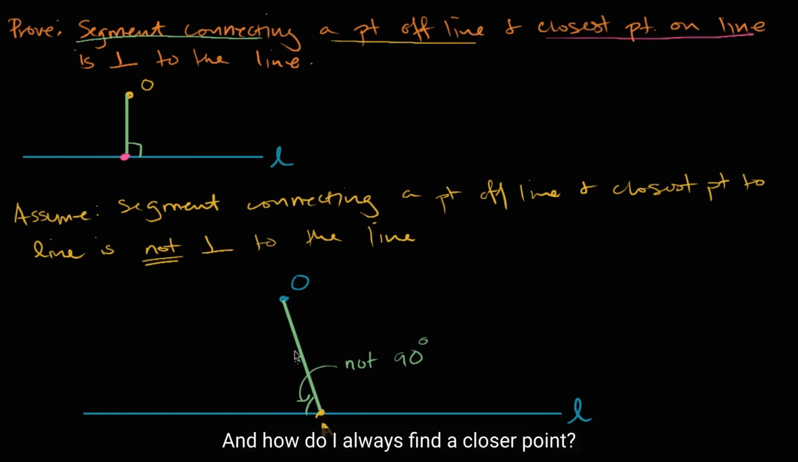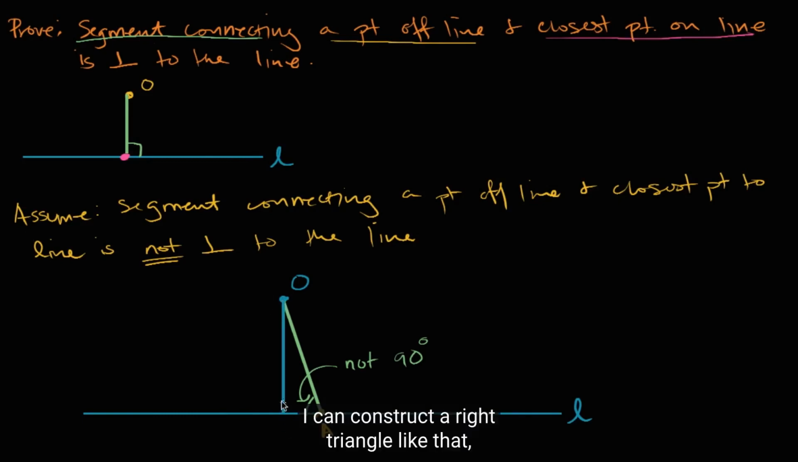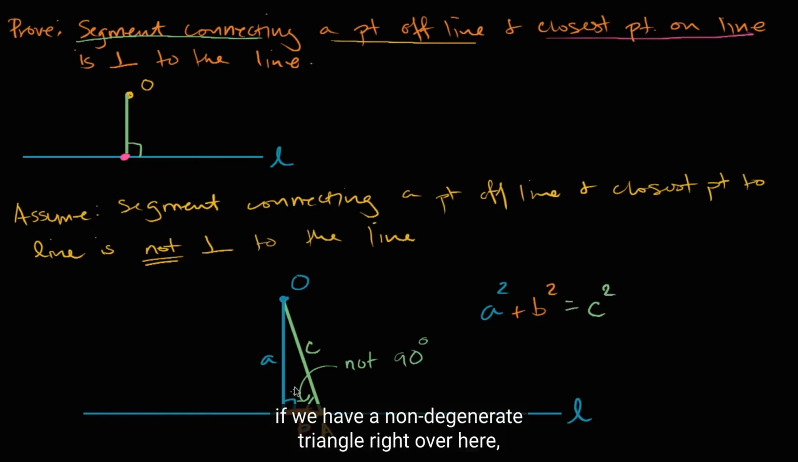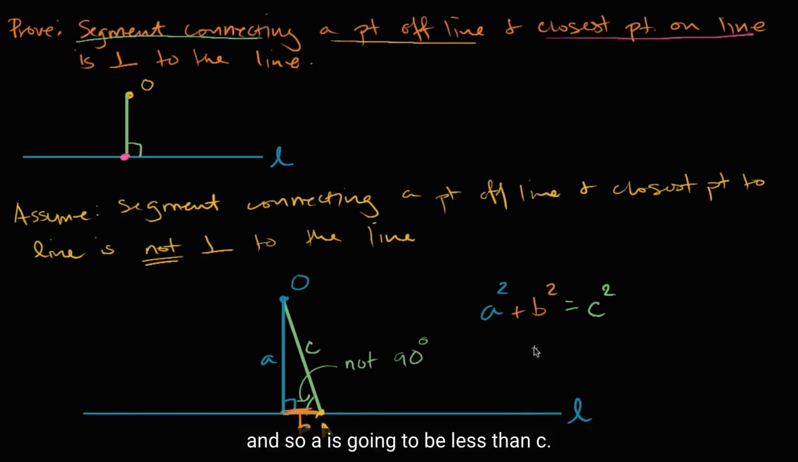And how do I always find a closer point? Well, I construct a right triangle, just like this. And we see that this distance, let's call this distance right over here A, and let's call the base of this triangle B. So A, B, that's the base of the right triangle. Then the hypotenuse is the distance from O to A. We call that C. We know from the Pythagorean theorem that A squared plus B squared is going to be equal to C squared. And so B squared, if we have a non-degenerate triangle right over here, is going to be some positive value. And so A is going to be less than C.